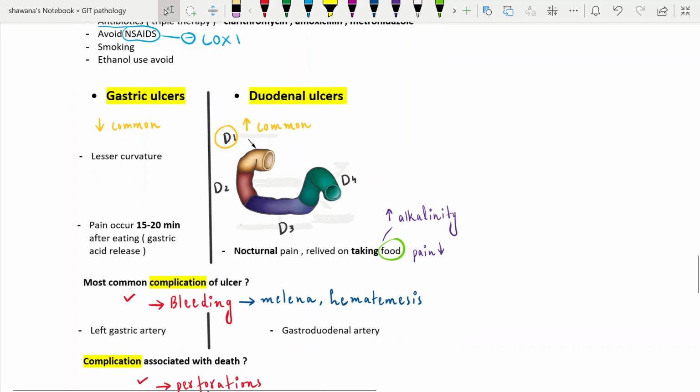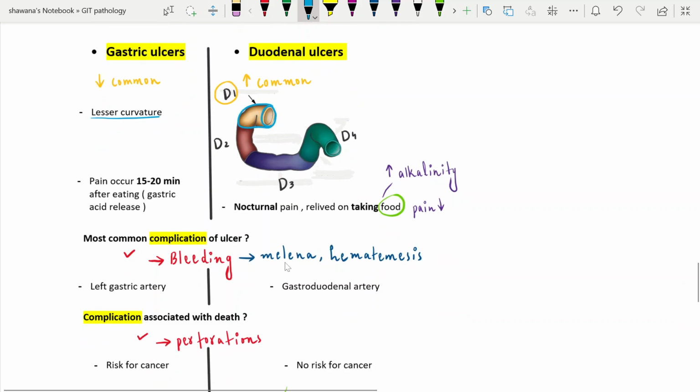Peptic ulcer diseases can be of two types. First are the gastric ulcers and the second are the duodenal ulcers. Gastric ulcers are less common, but the duodenal ulcers are more common. Gastric ulcers occur in the lesser curvature of our stomach, and the duodenal ulcers occur in the first part of the duodenum. It is also known as D1, and duodenal ulcers most often occur in the D1 part of the duodenum.